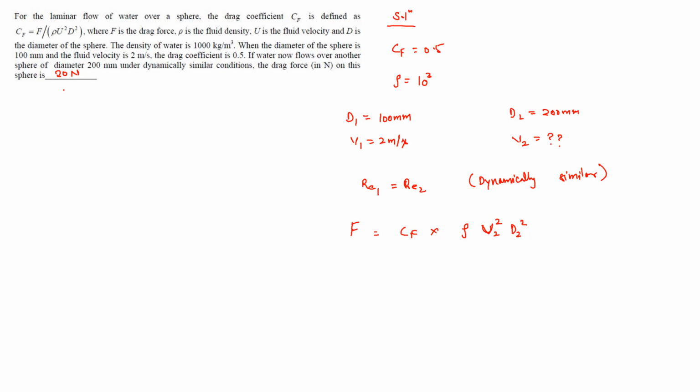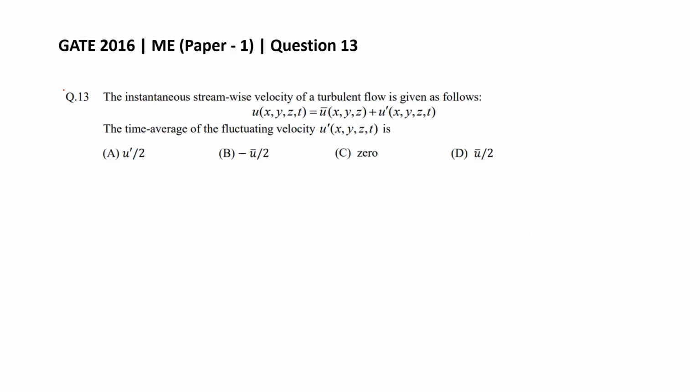Right, so I think it's very similar to the last one. I'll just move on to the next one. Now this is from GATE 2016, and let me see if you can answer this. The instantaneous streamwise velocity of turbulent flow is given as follows. The time averaging of the fluctuating velocity u prime is.